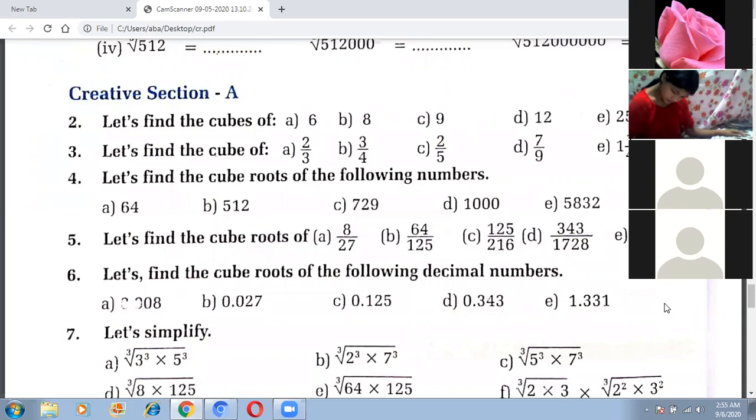Yes. 1.1. The answer is what? 1.1. Are all finished? Not yet?